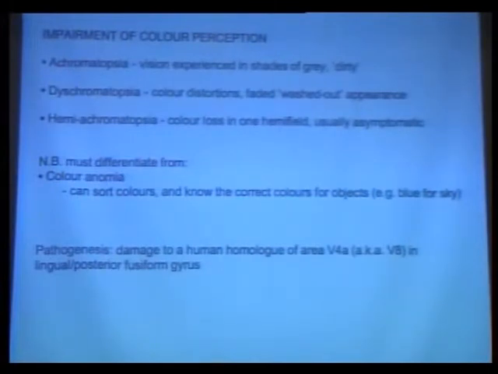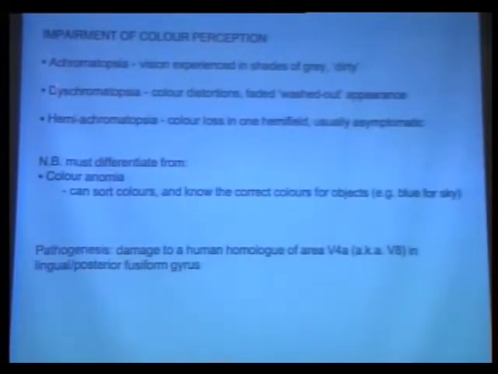Hemiachromatopsia is where the color vision loss is limited to one hemifield. That's kind of interesting because we don't often look for that. It's often asymptomatic, which means that if it's asymptomatic and we don't look for it, we're probably missing a lot of this. One of the things I would tell you is that if you see somebody who has a superior quadrantic defect, check color in the lower field, because that's where you're going to see it.